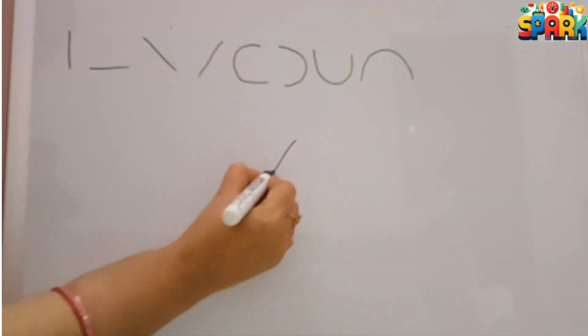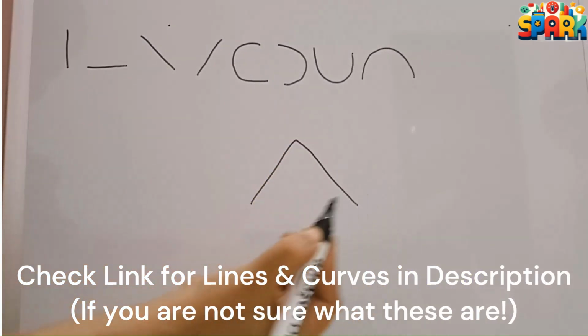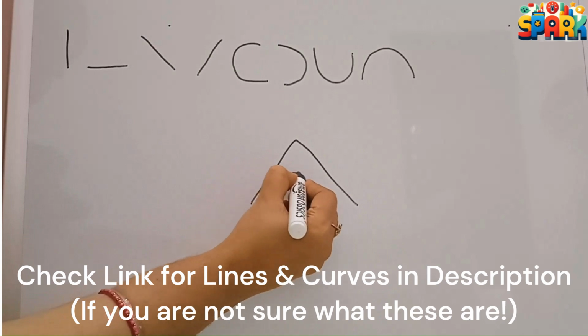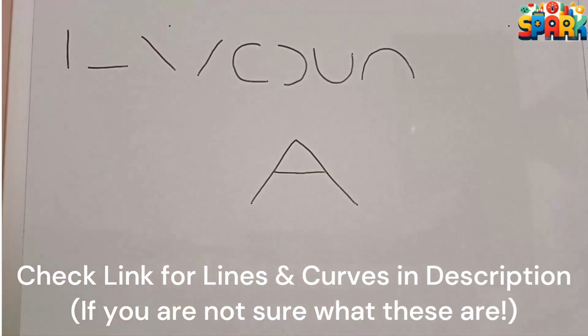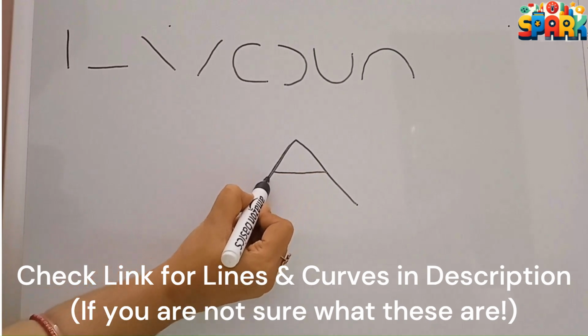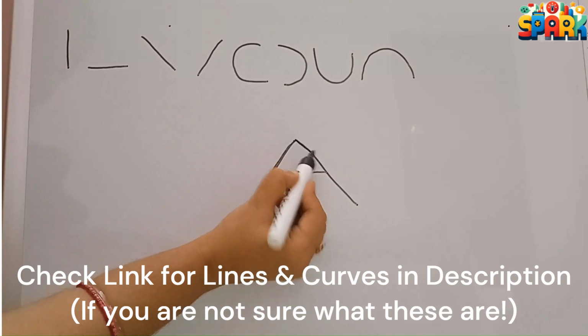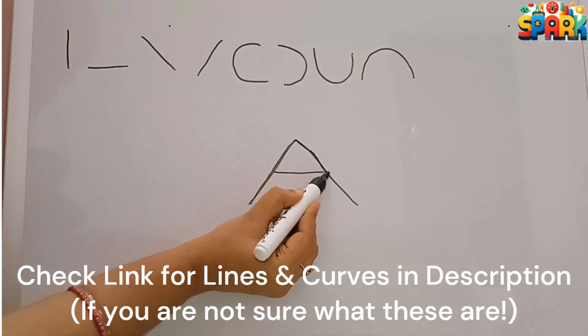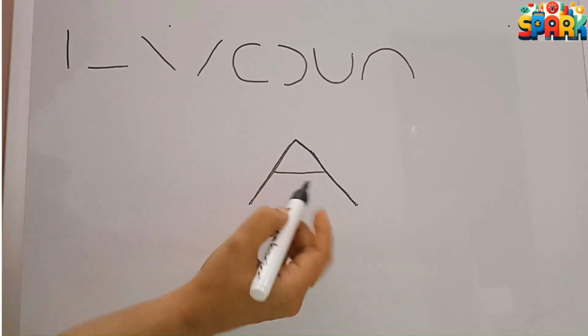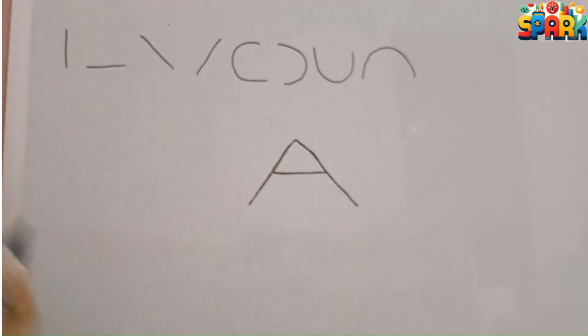Start from the top, draw one slanting line down and another slanting line like this, and finally a little sleeping line across the middle. Let's trace it one more time together. Trace it slowly. It is very easy to trace. Now take your pencil and book and trace the letter A.